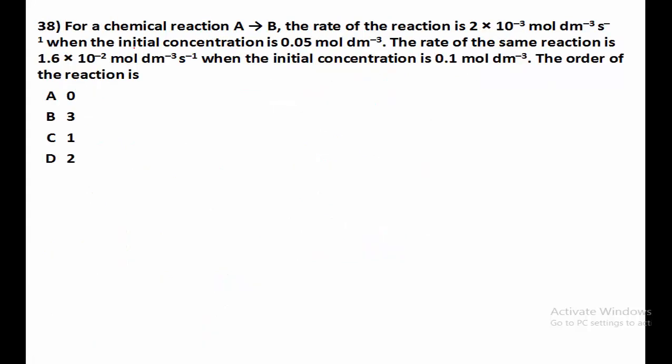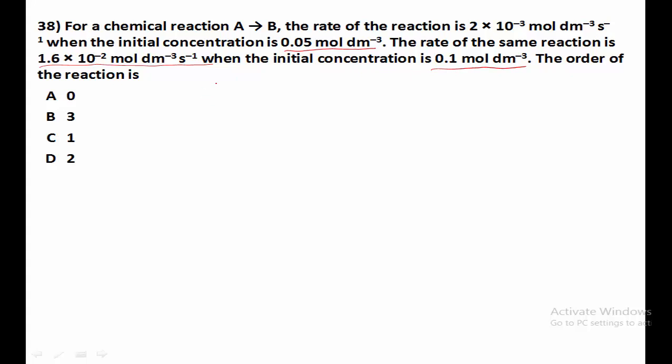Next, 38th question. For a chemical reaction A gives B, the rate of the reaction is 2 into 10 raised to minus 3 mole per dm cube per second when the initial concentration is 0.05 mole per dm cube. The rate of the same reaction is 1.6 into 10 raised to minus 2 mole per dm cube per second when the initial concentration is 0.1 mole per dm cube. The order of reaction is.